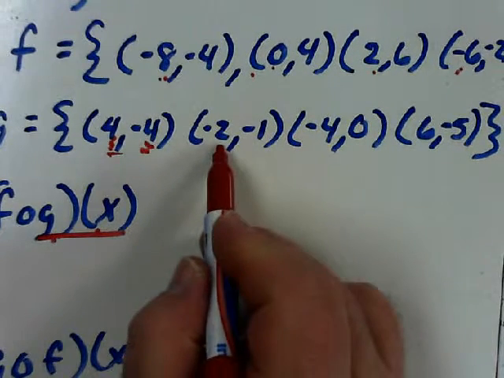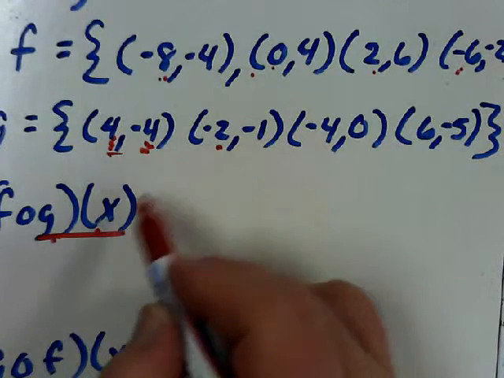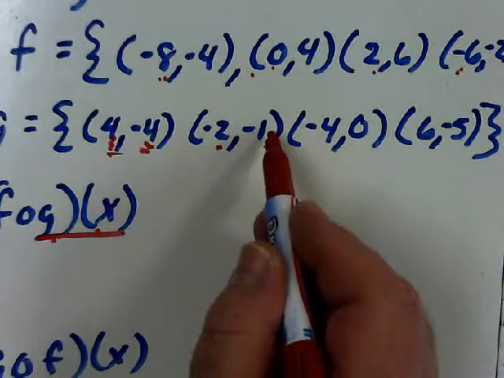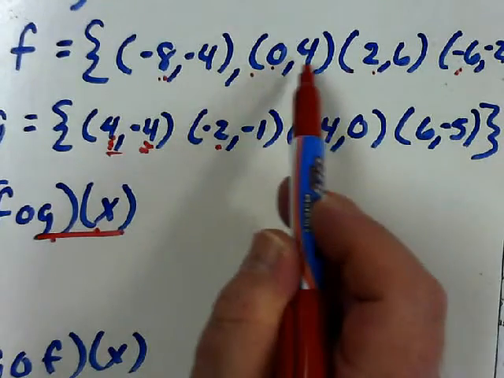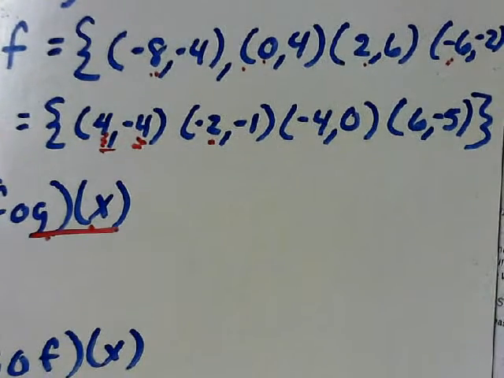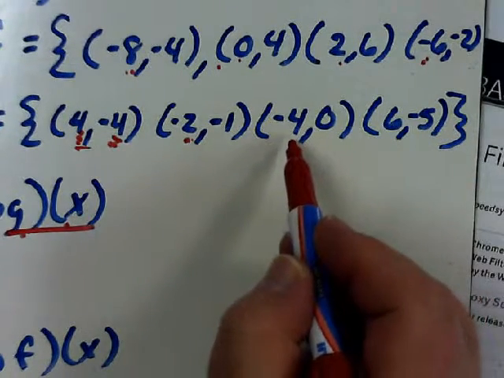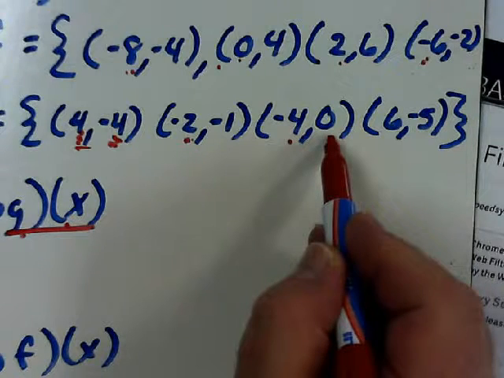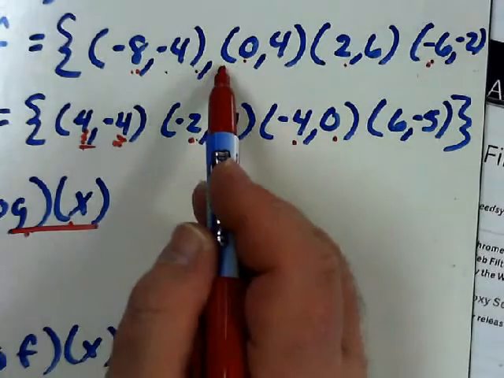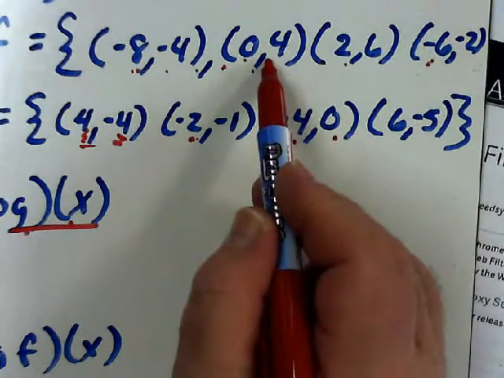Okay, go over here to a -2. If I put a -2 into the g function, I got an answer of -1. Do any of these functions start with a -1? So that one's not going to work. If I put a -4 into the g function, I got an answer of 0. If I put a 0 into the f function, do I have any ordered pairs? Yeah, this one, right?